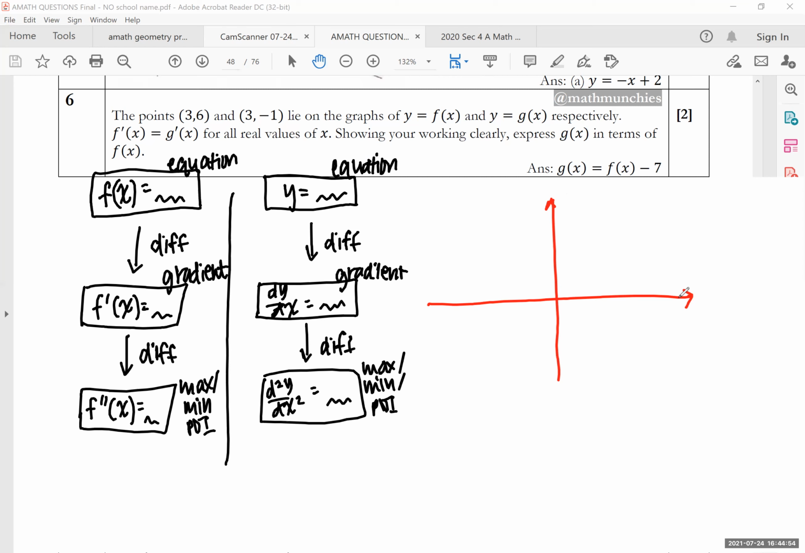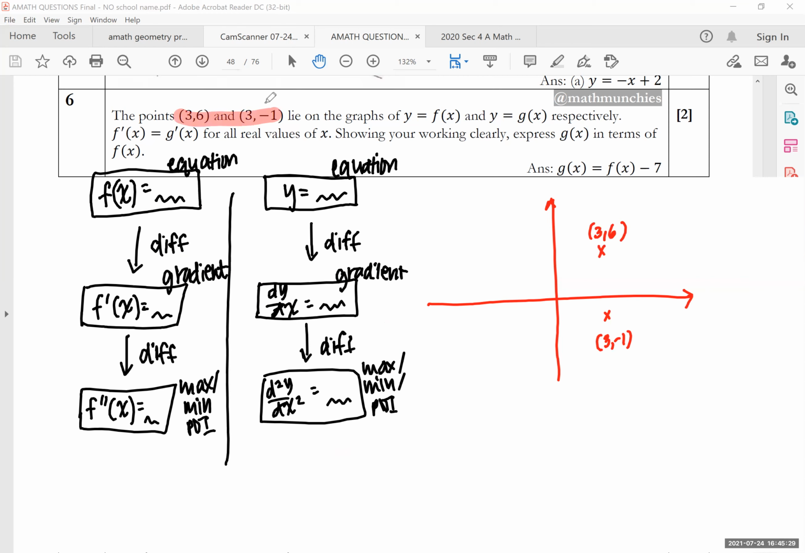Very smart. Okay, so right now they say the points are (3, 6) and (3, -1). What do you notice about (3, 6) and (3, -1)? Why did they choose such interesting points? Because one point is above the other. Yes. So this is (3, 6), and (3, -1). Can you see it's literally above each other? Guys, understand? Okay. Yes. So these are your points.